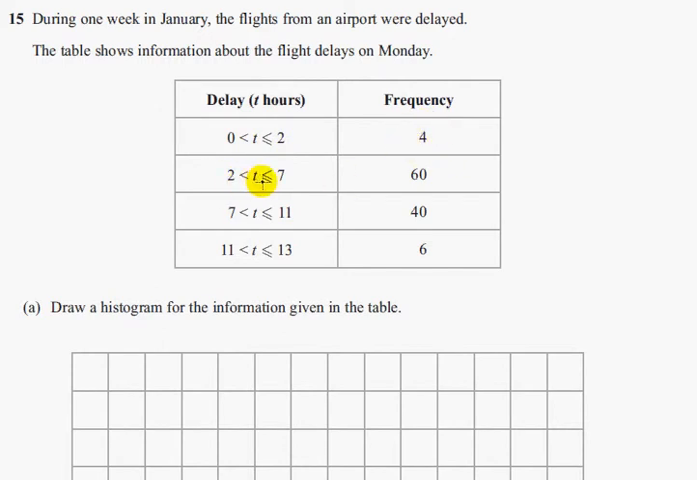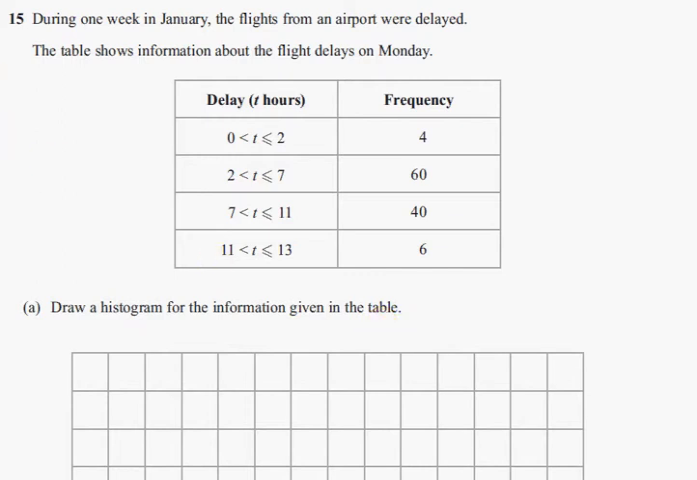Greater than 2, but less than or equal to 7. There were 60 flights. Greater than 7 hours, but less than or equal to 11 hours. There were 40 flights, and there were 6 flights, luckily, only 6 flights that were greater than 11 hours, but less than or equal to 13 hours. Okay, so part A says draw a histogram for the information given in the table.